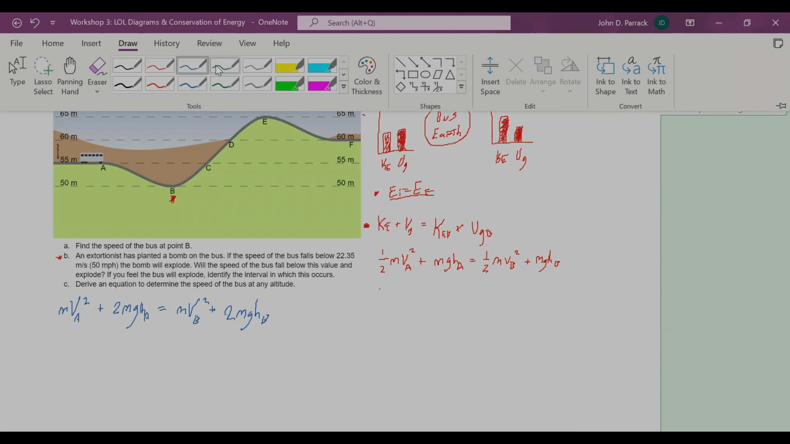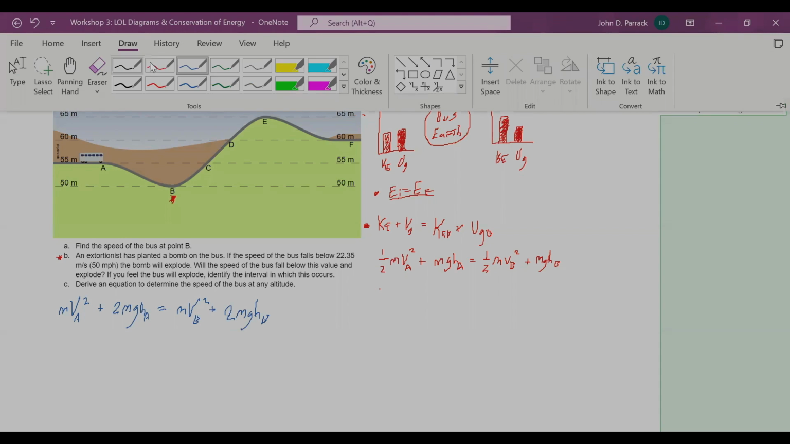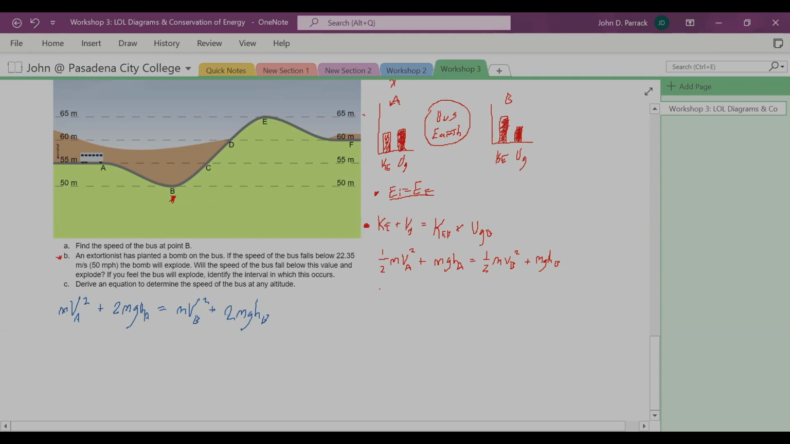Now, don't we see that everything in this equation has an m? So can we just divide out by m? M goes away. So they told us the mass of the bus, but we didn't need it for this part. Maybe we'll need it later, I'm not sure. All right. Okay.